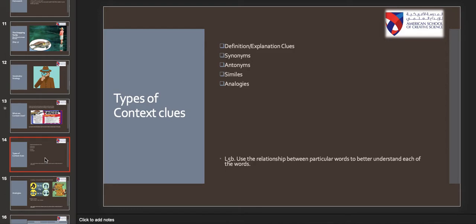Types of context clues: definition, explanation clues, synonyms, antonyms, similes, and analogies. All of these types are relationships between words. For example, if you have a word in a sentence and you have another word in the same sentence that has an opposite meaning of the word that you don't know, you may use the word with the opposite meaning to help you figure out the meaning of the ambiguous word, or the word that you don't know its meaning.